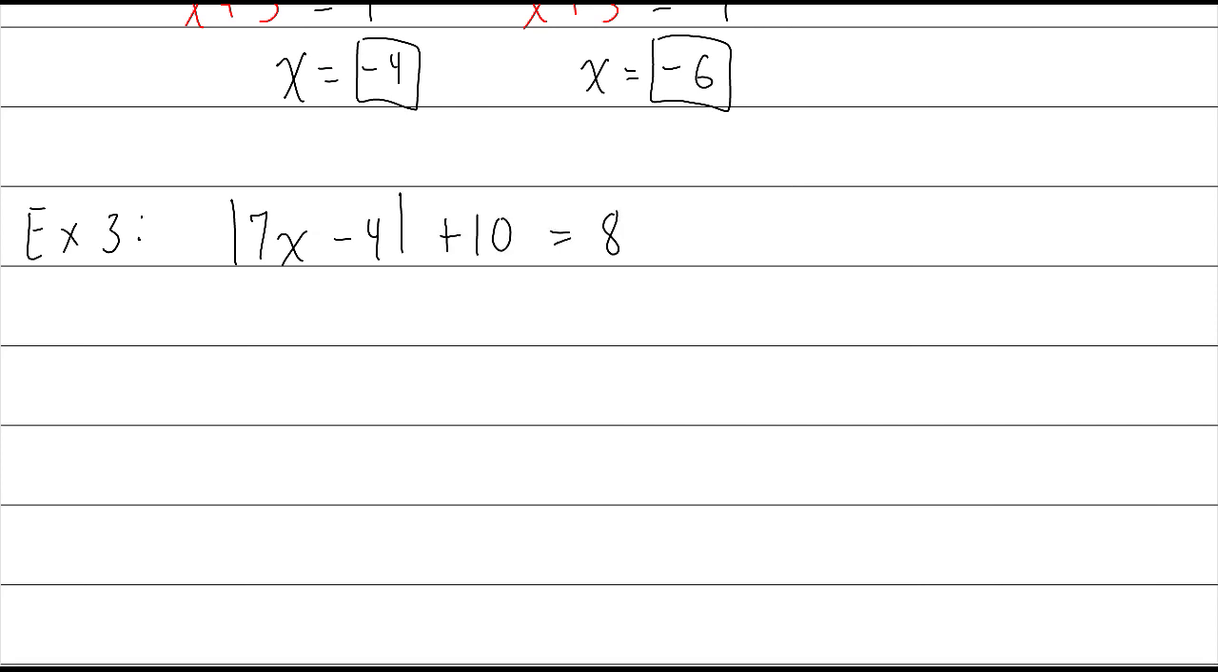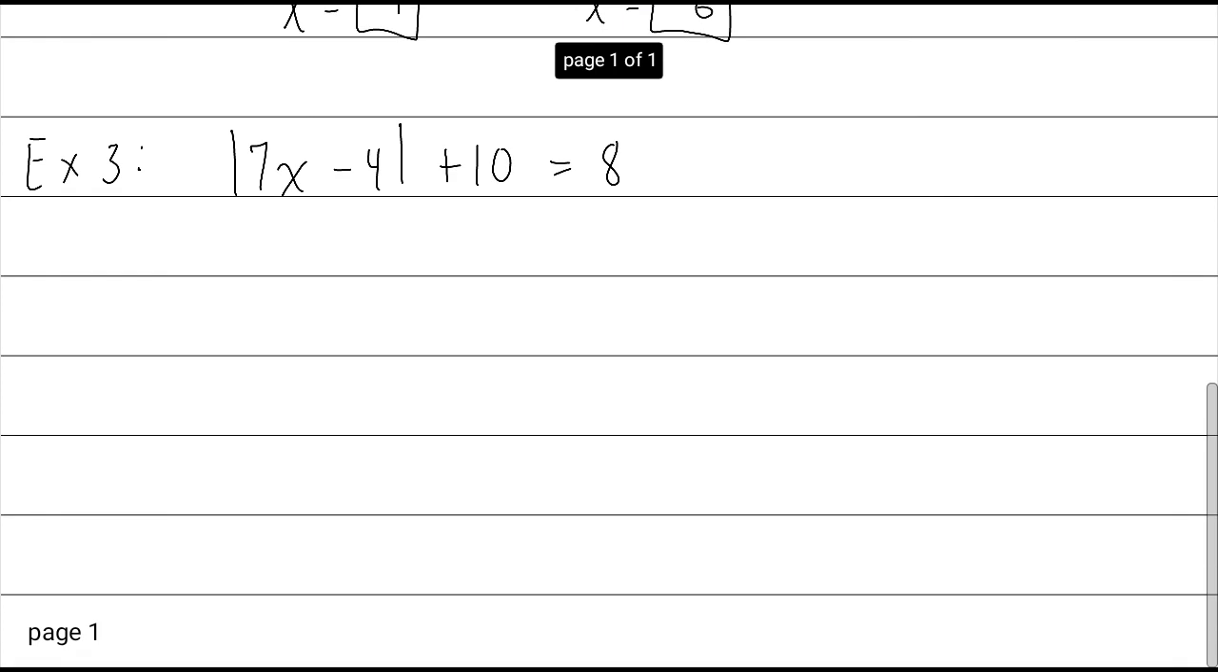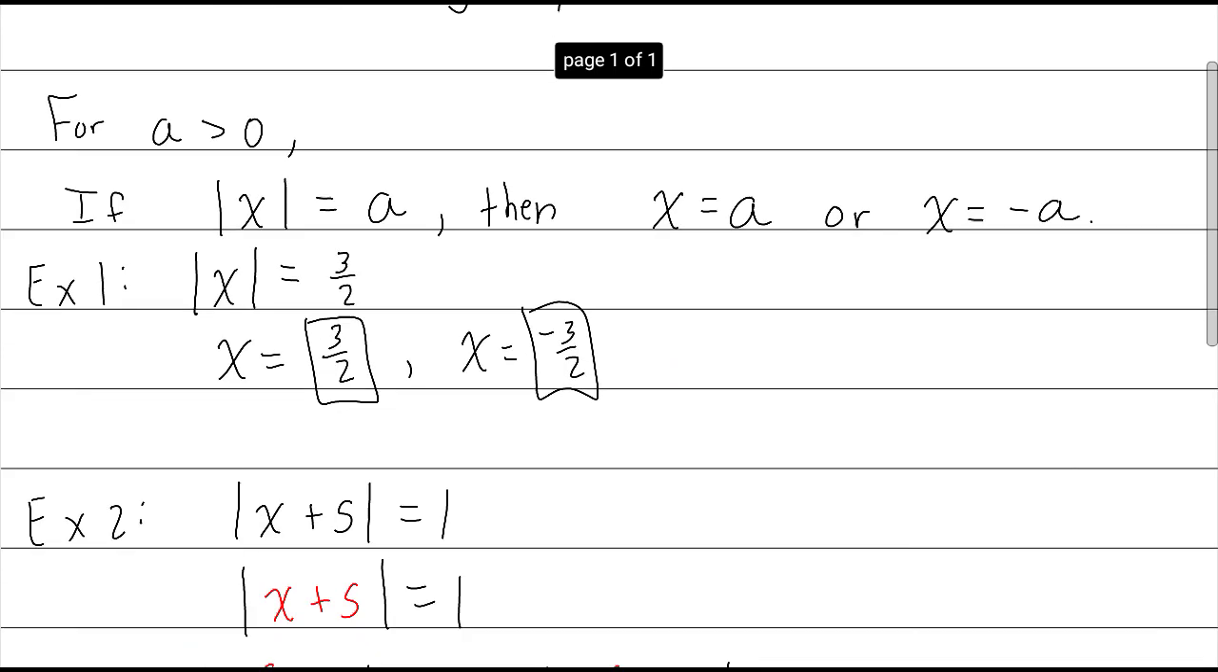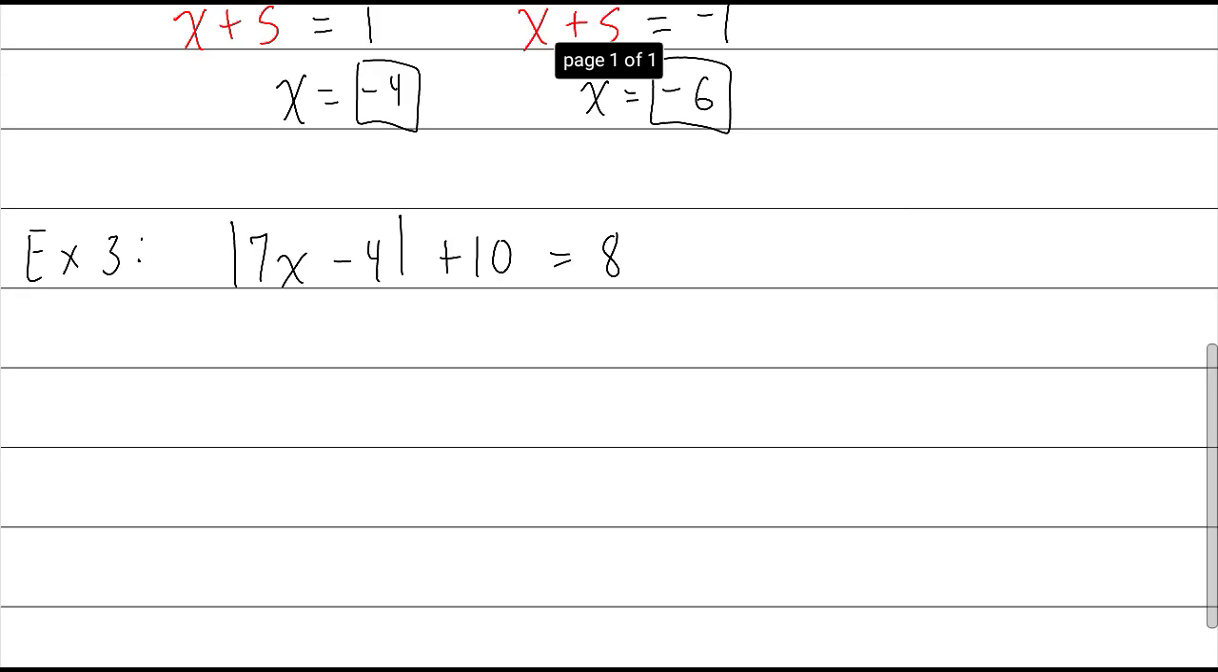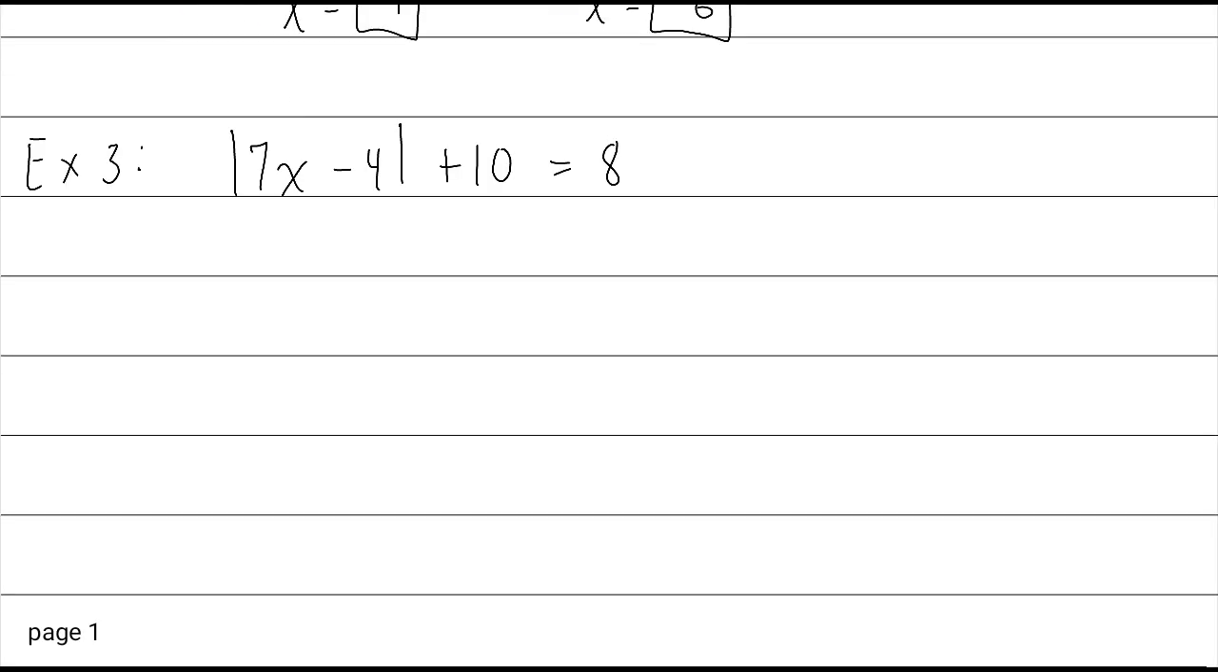Okay, so the absolute value of 7x minus 4 plus 10 equals 8. The absolute value is not by itself. It doesn't quite fit the original form we talked about, where the absolute value is by itself, with a variable inside, and it equals a positive number. Here we have this plus 10, so we have to move that over. Subtract 10 from both sides. We're trying to get the absolute value by itself first.